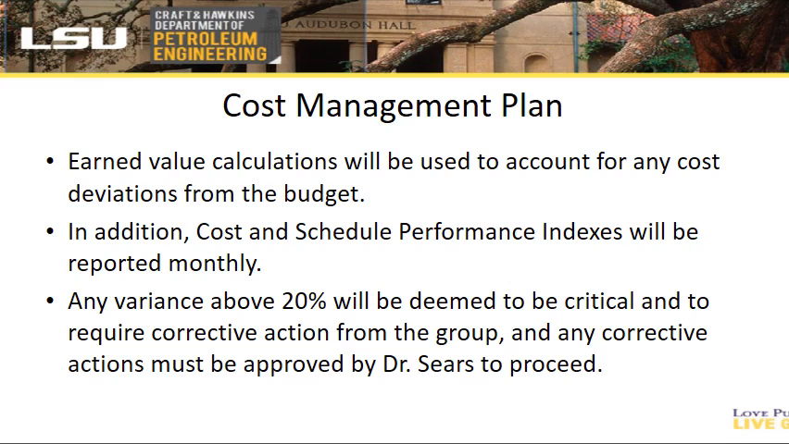Earned value calculations will be used to account for any cost deviations from the budget. Cost and schedule performance indexes will be reported monthly. Any variance above 20% will be deemed to be critical.